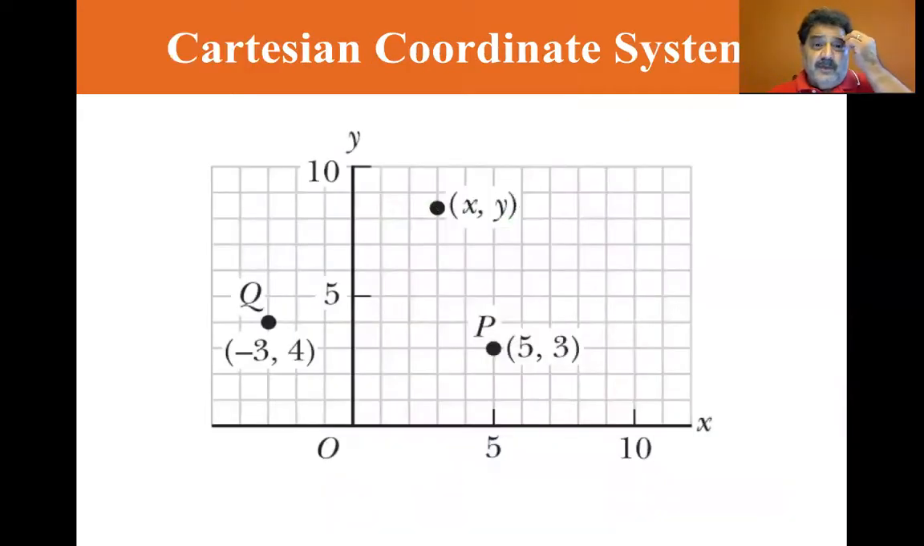We're all familiar with the Cartesian coordinate system. It's a rectangular coordinate system. A point is determined by XY coordinates. If you look at point P, the one at the top, XY is just a general point. Point P is 5 units over and 3 units up. If you look at point Q, it's -3 units to the left and 4 units up.